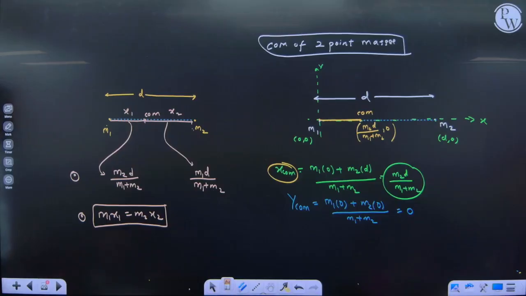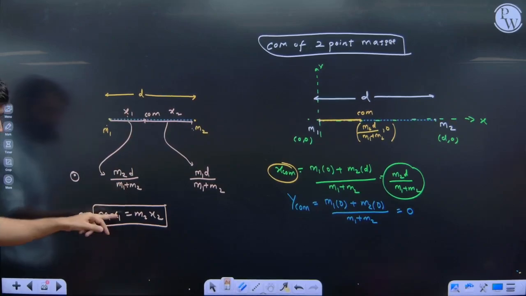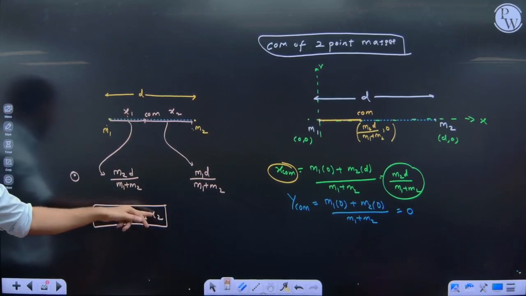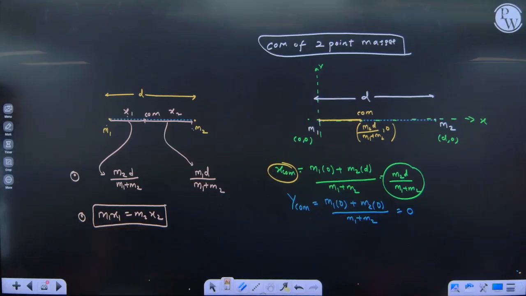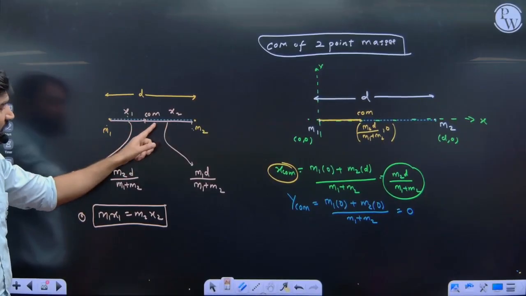So how do you know? This x1 is this. If you put this in here and equate both of them, you will get the same answer on both sides. If the center of mass is at a distance x1 from m1 and x2 from m2, then m1 x1 is equal to m2 x2.